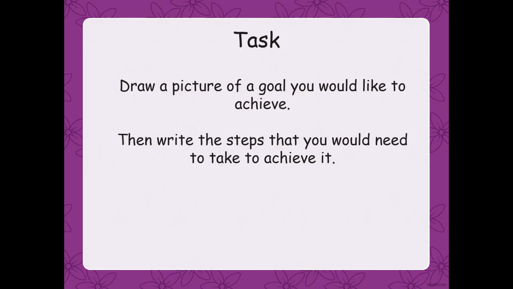So your task is to draw a picture of a goal you would like to achieve. Then write the steps that you would need to take to achieve it. Think about your ladder. Think about the steps that you are climbing to get closer to your goal at the top. So it's going to take a lot of perseverance, planning, and hard work.